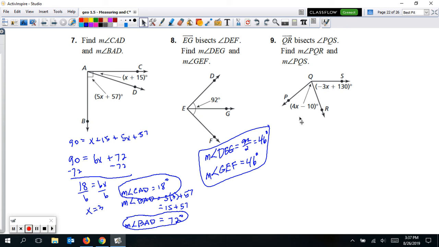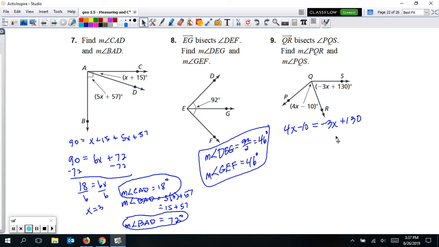So this expression is the same thing as that expression. They equal each other. So we can set up our equation as these two are going to equal each other. So the 4x minus 10 is going to equal the negative 3x plus 130. Realize that sometimes if things are congruent, you're going to set them equal to each other. Other times, you're going to have to add the expressions together and it's going to equal maybe something larger like 90 for 90 degrees or 180 for 180 degrees.